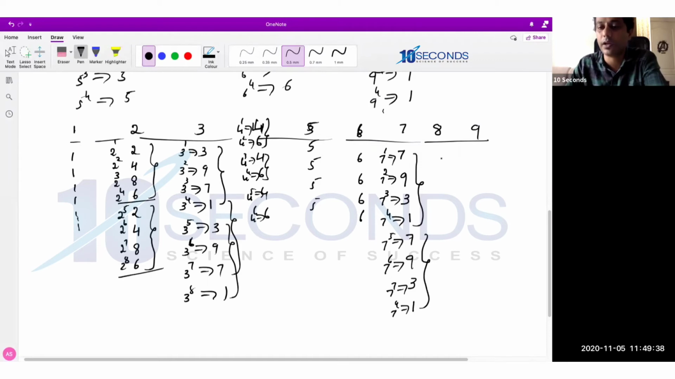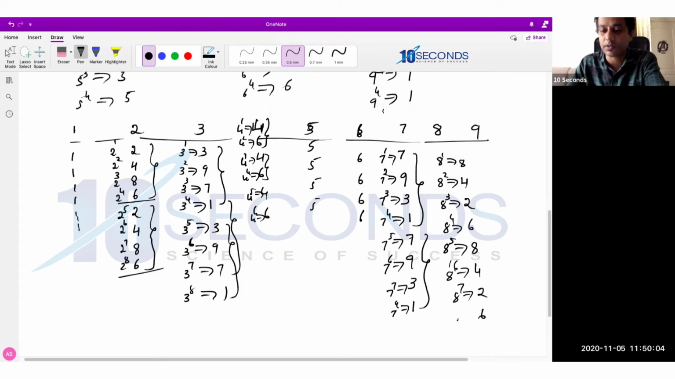Okay, if I take 8, 8 power 1 is 8. 8 into 8, 64. 4 8s are 32. 2 8s are 16. 8, 4, 2, 6. Any numbers repeating? No. All right. Again multiply. 8, 4, 2, 6. Now it is repeating, isn't it? You can see same digits are repeating. 8, 4, 2, 6.